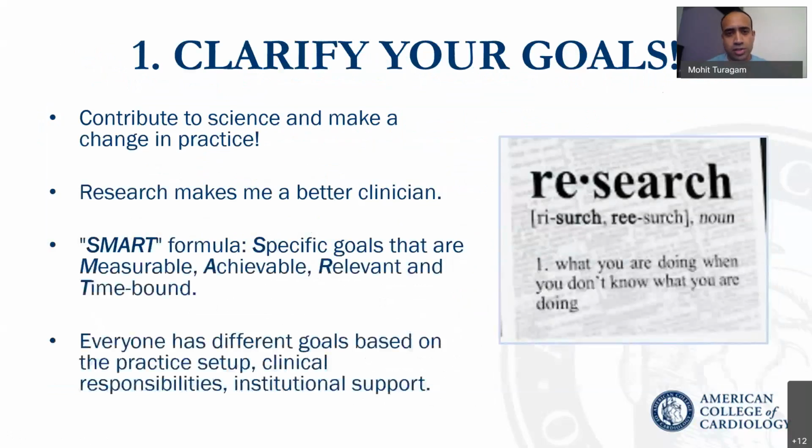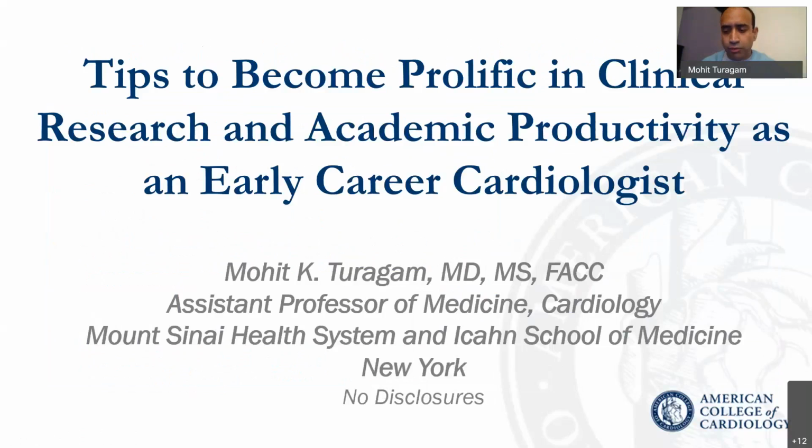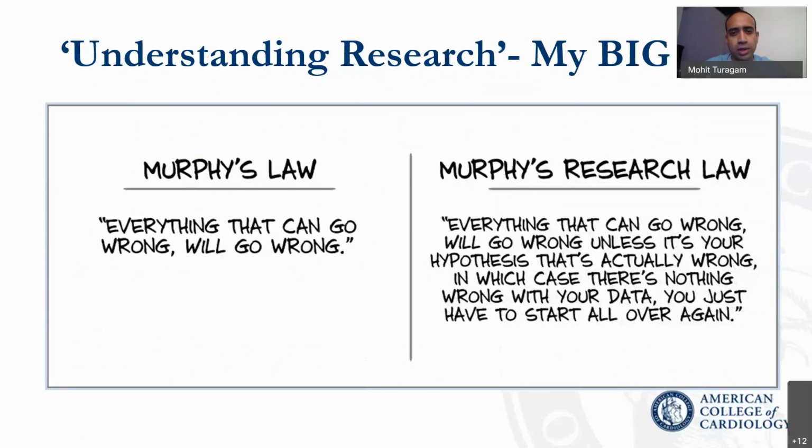So my understanding of research is, I start off with my big five regarding tips for being successful as an early career cardiologist. The understanding of research is Murphy's law, which basically says everything that can go wrong will go wrong. But Murphy's research law says everything that can go wrong will go wrong, unless it's your hypothesis that's actually wrong, in which case there's nothing wrong with your data and you just have to start all over again. So that basically summarizes the journey of an early career cardiologist who's trying to do research.